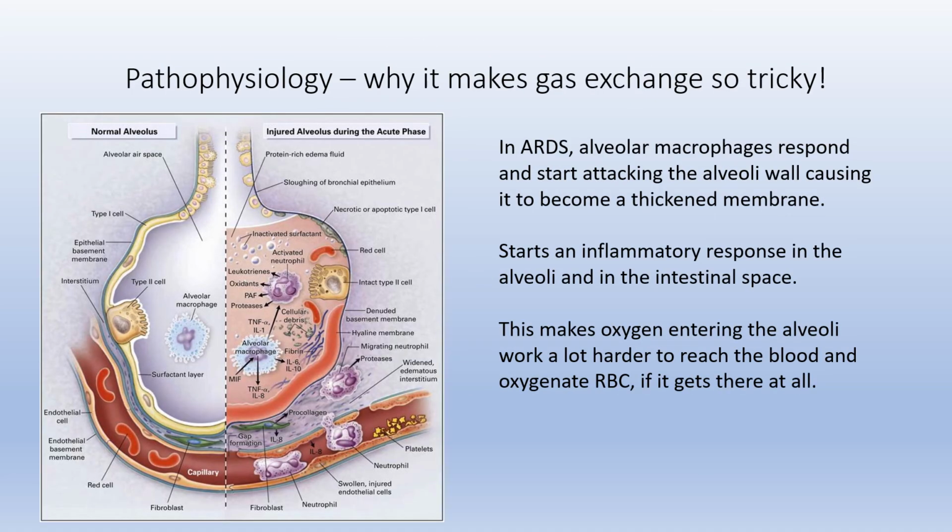This picture represents what's going on with the physiology. So we've got this inflammatory picture where we've got thickened membranes of the alveoli wall. We've got an inflammatory response in the alveoli and within the interstitial space. This means that the oxygen has much further to travel to get into the capillary network, and less of it's going to get there. So we're not getting a good VQ match.